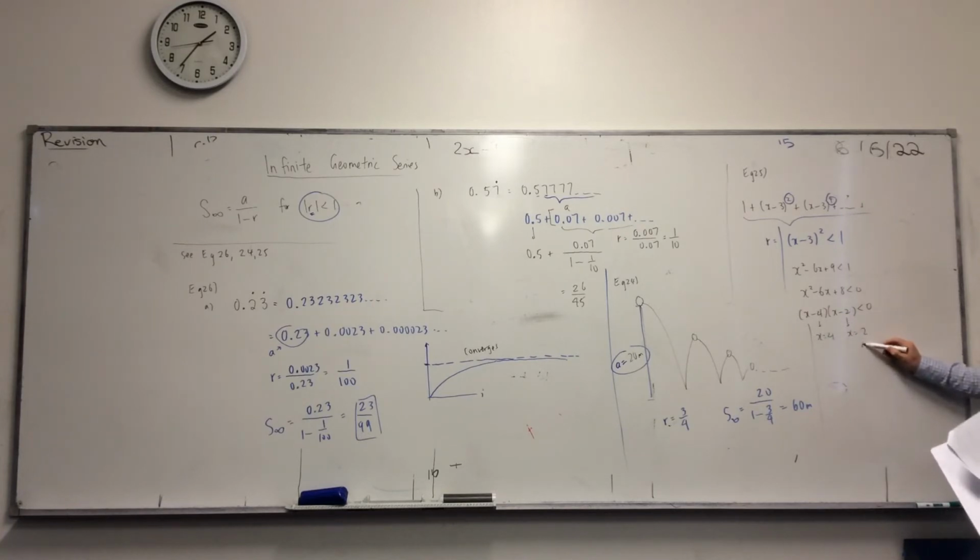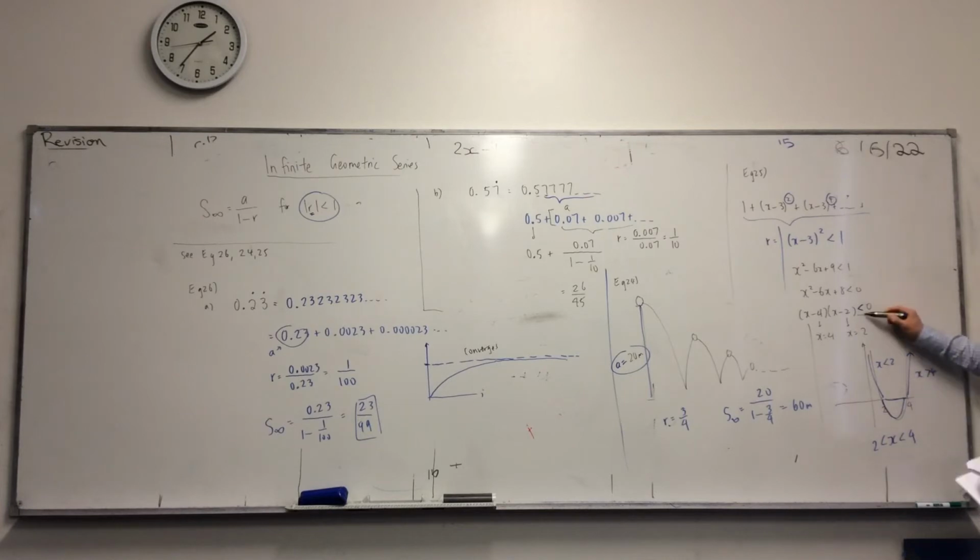So I like to do it graphically. So we've got 2, and then 4. It's obviously a parabola. If it's less than 0, which portion of the graph are we looking at? Above or below the x-axis? Below, yeah? So that means all the values are in between 2 and 4. Remember that from year 11? Whereas if it was above, we would have to write x is greater than 4 or x is less than 2. So it just depends on the inequality. So that's your answer for that to be converging.